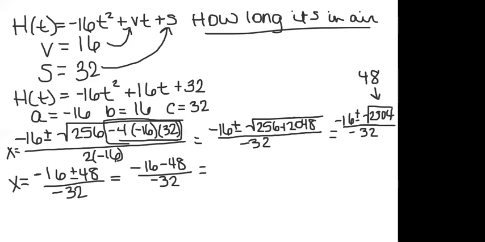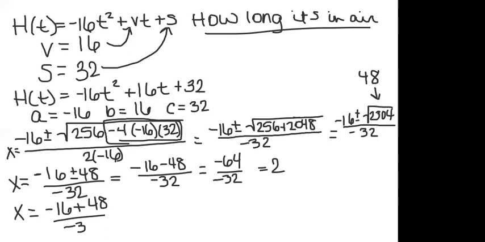And then I get, let me type it in my calculator, negative 64 over negative 32. Well, that's easy, that's 2. Do it again, and I get negative 16. This time is plus 48 over negative 32. Type it in my calculator, and I get 32 over negative 32, which is negative 1.